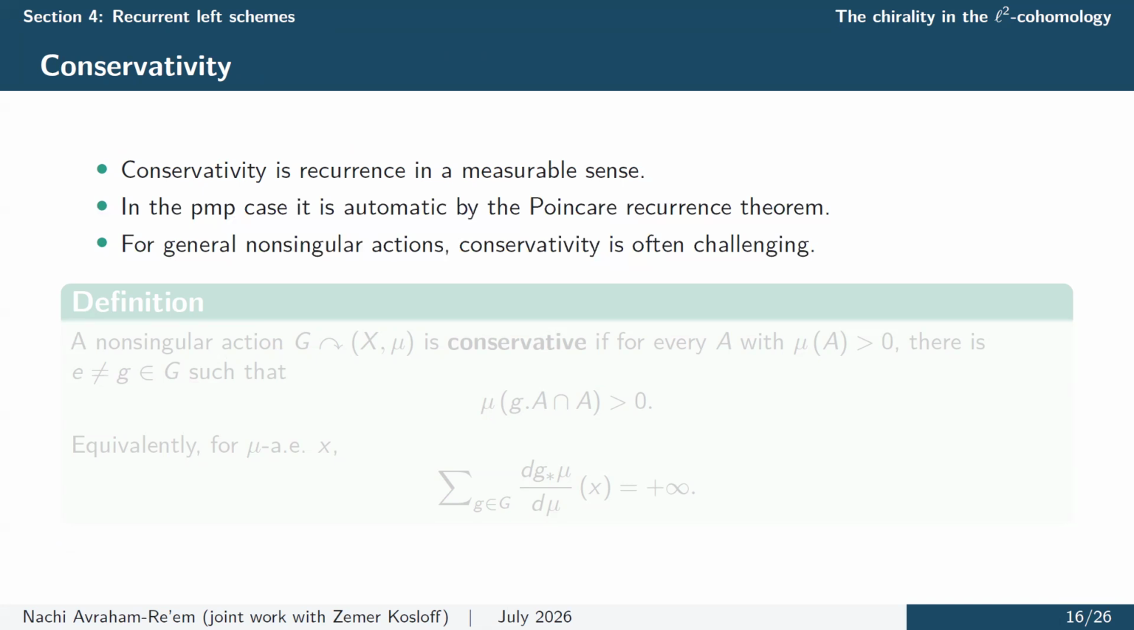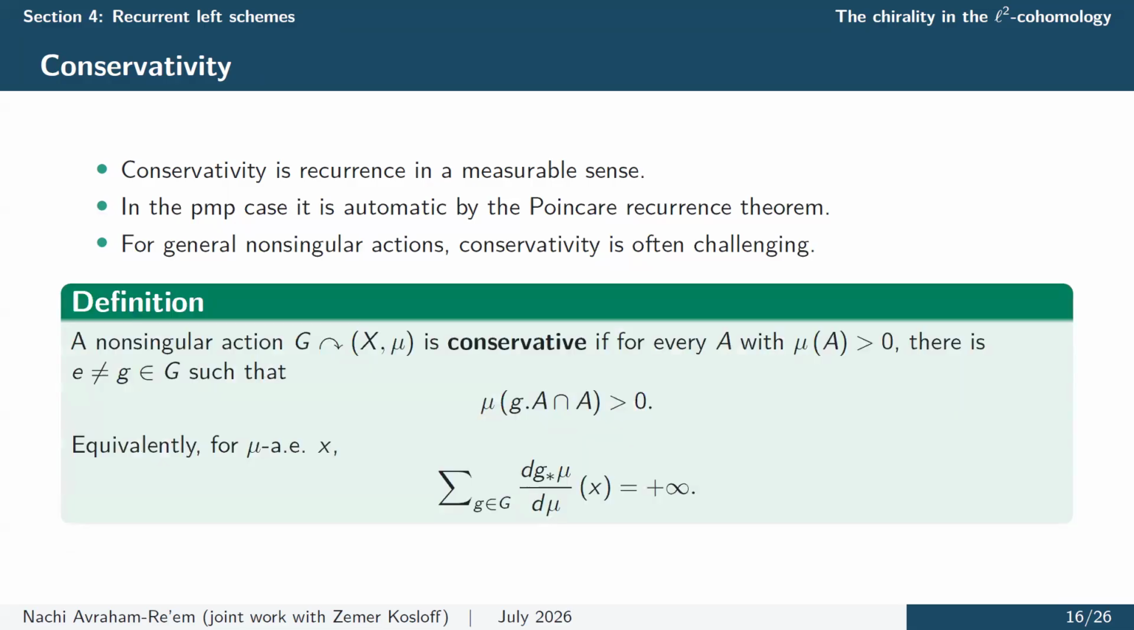And for general non-singular actions, conservativity is challenging. I mean, it's often a hard property to verify, and it's often the most delicate of the ergodic properties to verify for non-singular actions. So let me define it more properly. Suppose we have a non-singular action of some countable group G on some probability space, and it is conservative if it satisfies Poincaré recurrence.